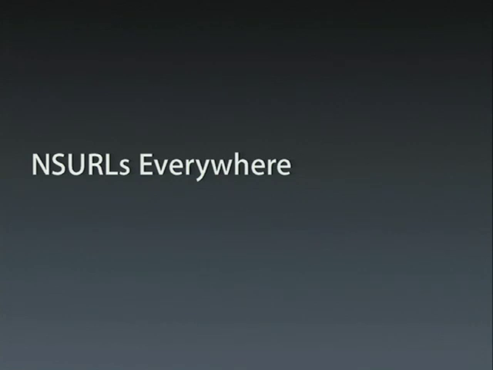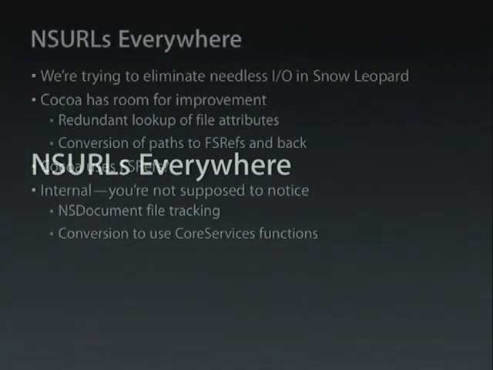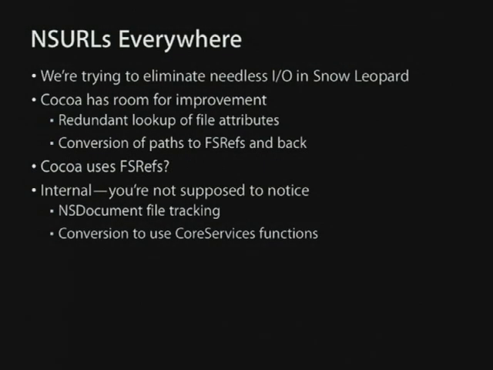So next thing to talk about is NSURLs everywhere. This is something we introduced in Cocoa What's New, and there was a file system efficiency session yesterday where this was discussed. But let's discuss it some more. Our goal is that we're trying to eliminate needless I/O in Snow Leopard. And we have to admit Cocoa has some room for improvement in this area. So things like redundant lookup of file attributes, and especially the killer is conversion of paths to FSRefs and back.